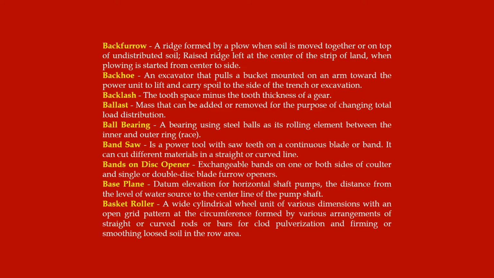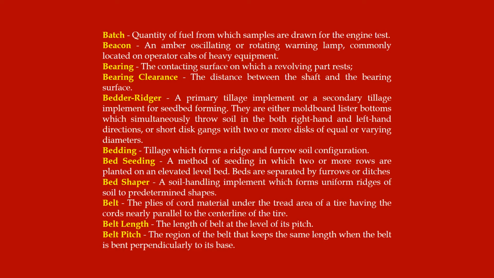Basket roller. A wide cylindrical wheel unit of various dimensions with an open grid pattern at the circumference formed by various arrangements of straight or curved rods or bars for clod pulverization and firming or smoothing loosened soil in the row area. Batch. Quantity of fuel from which samples are drawn for the engine test. Beacon. An amber oscillating or rotating warning lamp. Commonly located on operator cabs of heavy equipment.